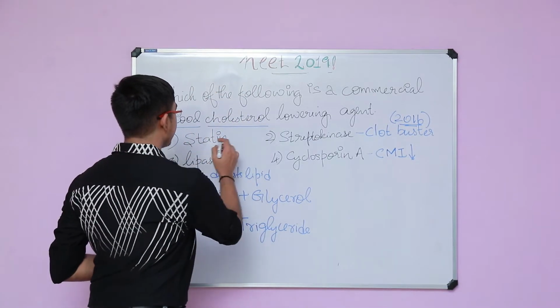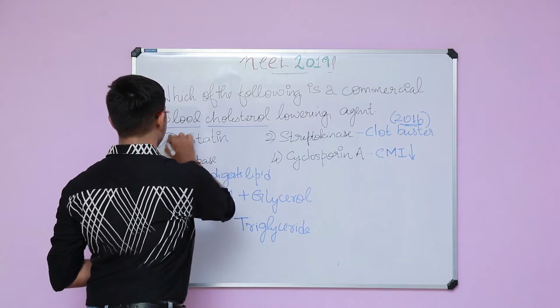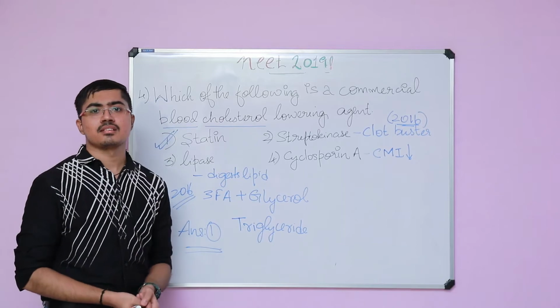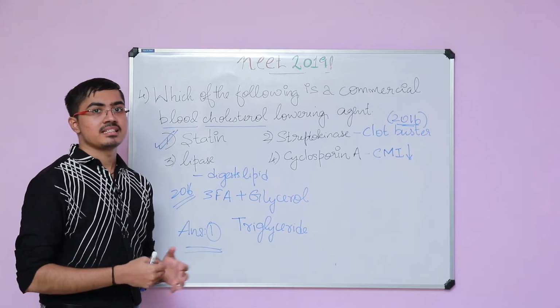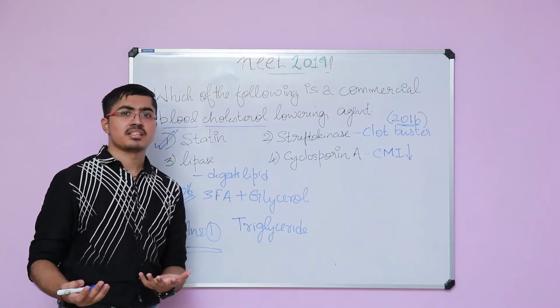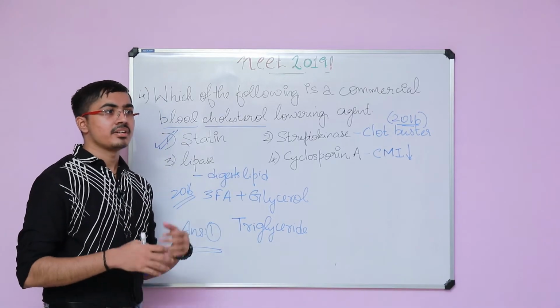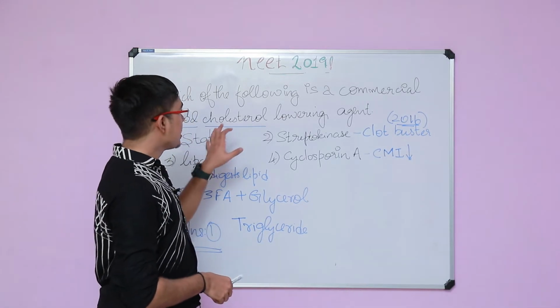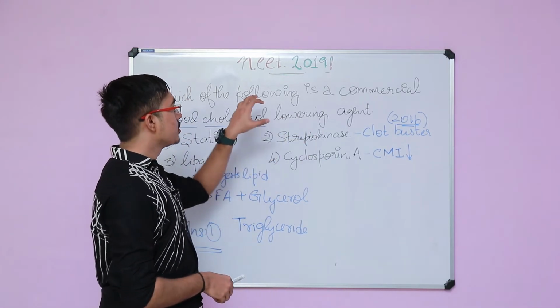Now statin is the commercial blood cholesterol lowering agent. So the answer for this question is option number 1. It is a very famous drug, very commonly used in the present era. There are many statins, atorvastatin, rosuvastatin. Patients take it at a very high level, so people are being given statins. This is the commercial blood cholesterol lowering agent the question is talking about.